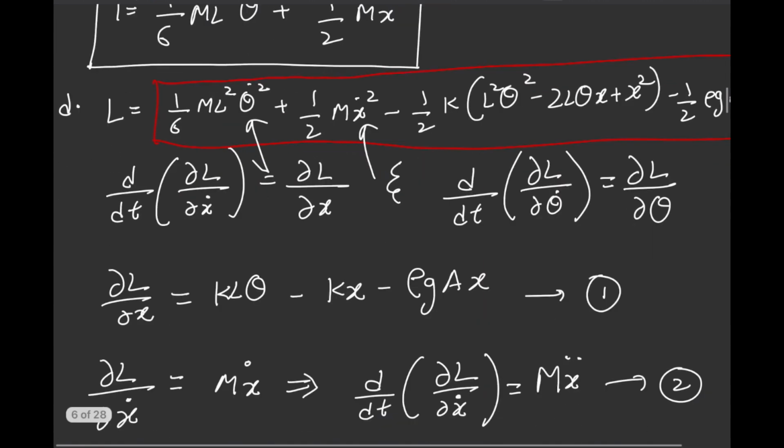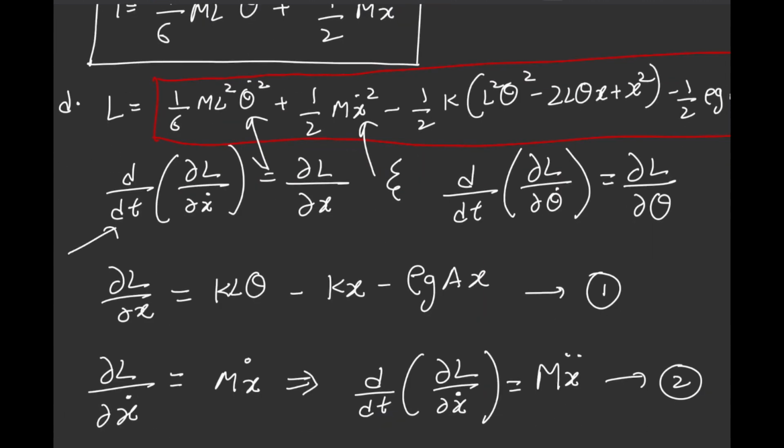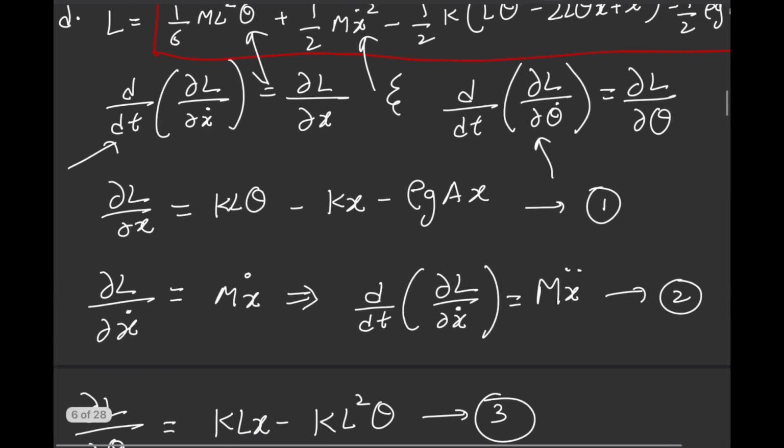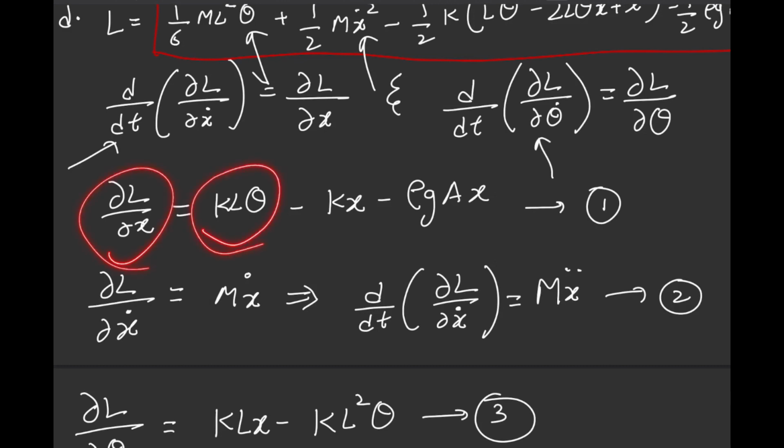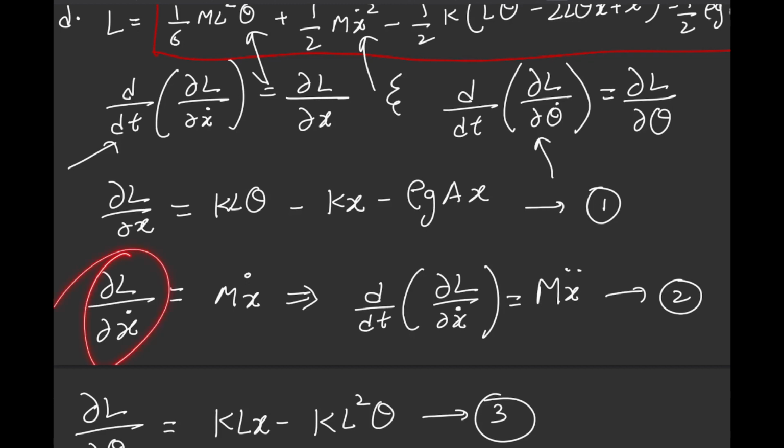So first let us write the Euler-Lagrange for x and then the Euler-Lagrange for theta. I am sparing you the calculation. You get dou L by dou x is nothing but k L theta minus k x plus rho g a x, and then dou L by dou x dot is nothing but m x dot. So d by dt of dou L by dou x dot is nothing but m x double dot.